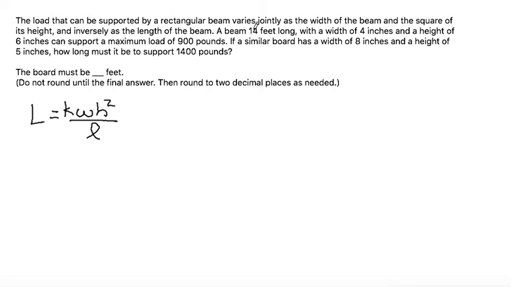So if we plug in 14 for the length, let's actually start with the load. It says the load is 900 pounds. So we'll plug in 900 for the load is equal to, we'll leave K as K. It says the width is 4 inches, so we'll put the width is 4 inches. And then the height is 6 inches, so we'll plug in H is 6 and make sure to square it. Divided by the length is 14 feet.